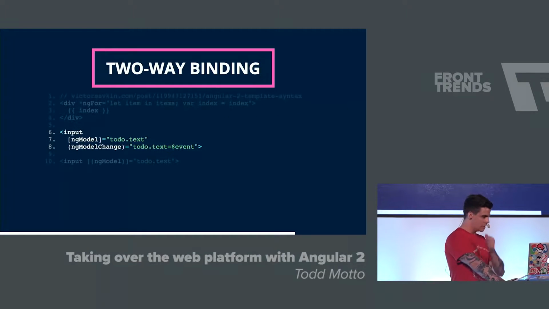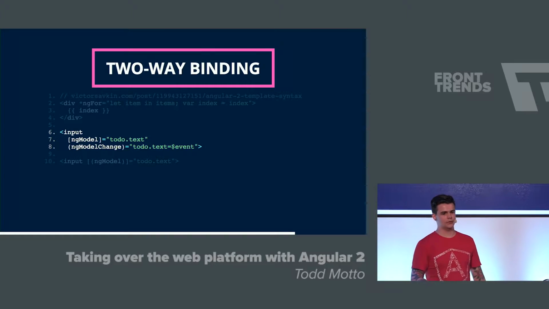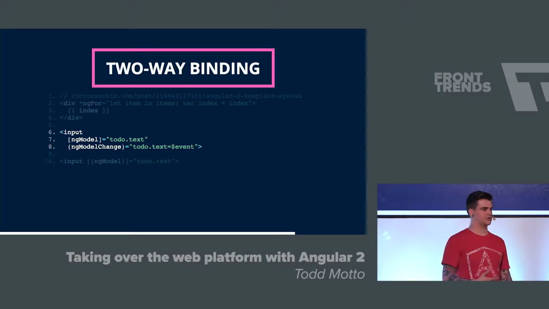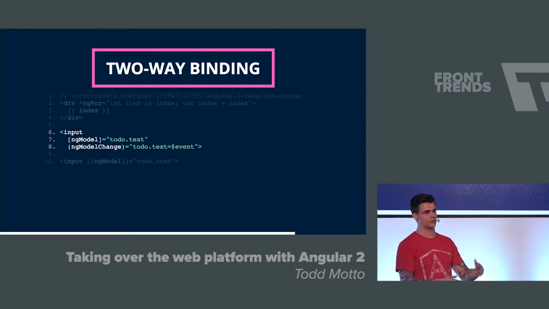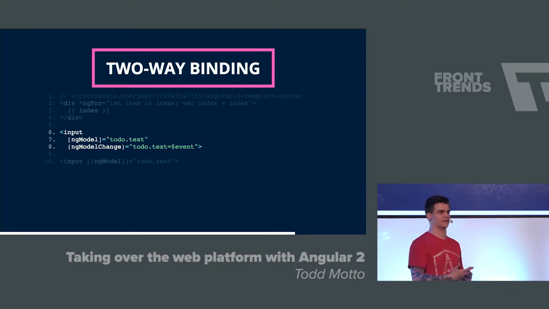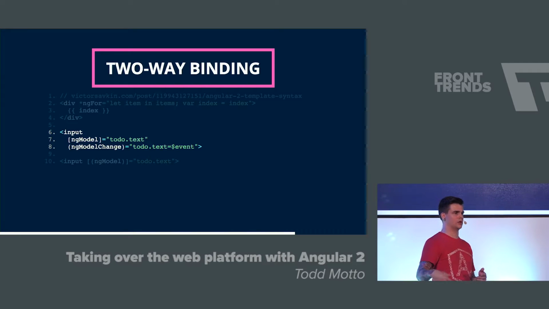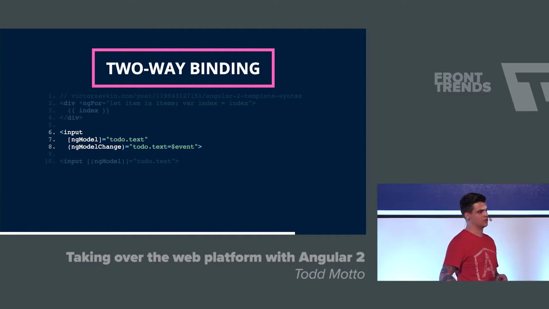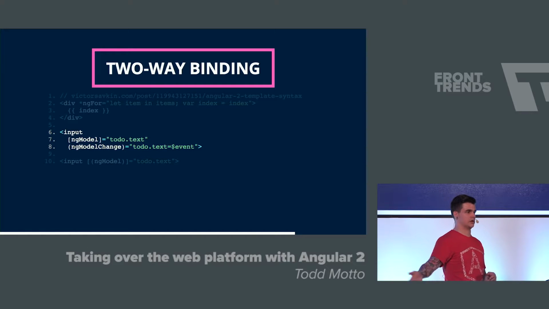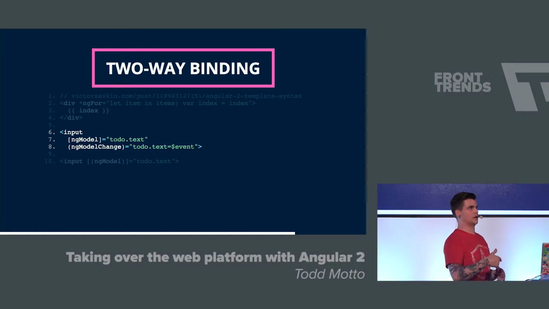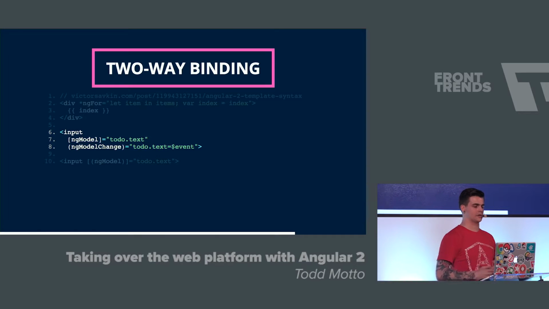Another example is two-way data binding. Two-way data binding allows user input from the browser to change things. If the user starts typing, the two-way data binding will update a model somewhere else in the JavaScript. If the JavaScript model changes, from an API for example, it will come back and update the HTML. So it's this two-way cycle.